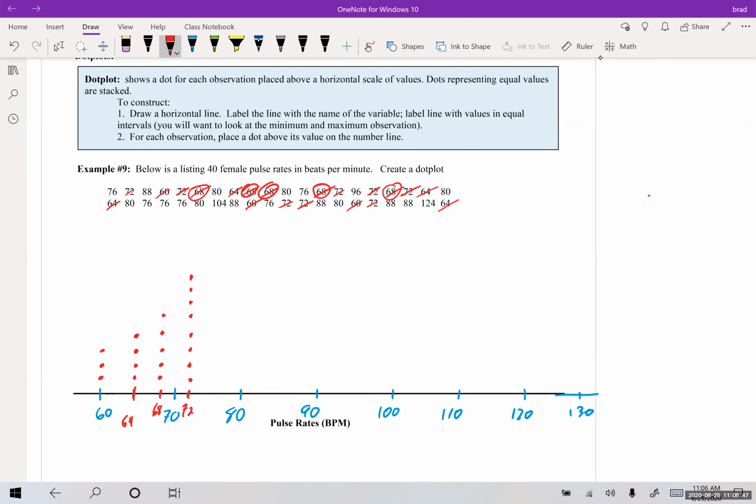All right. And then 76 looks like the next one. 1, 2, 3, 4, 5, 6. Yep, 6. So that would be right about here somewhere. 1, 2, 3, 4, 5, 6.